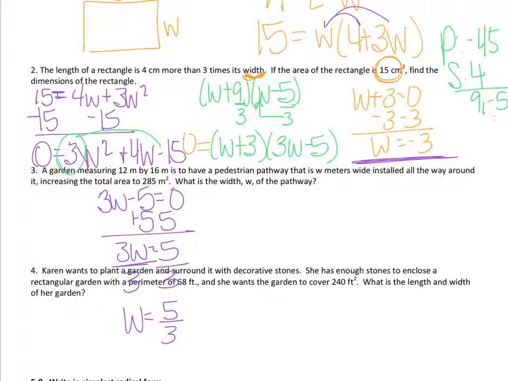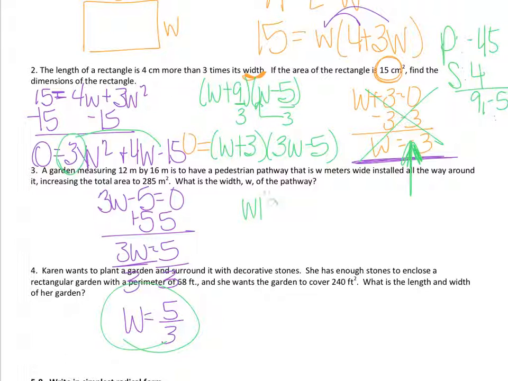Now, you need to remember that this is a real-world situation and that we're talking about lengths. Hopefully the first thing you notice is that there is a negative there. So even though we got negative 3 as an answer, it doesn't make sense in this actual problem. So that's gone. The only thing we can work with here is the 5 thirds. And it did ask for the dimensions, which means it wants both the width and the length.